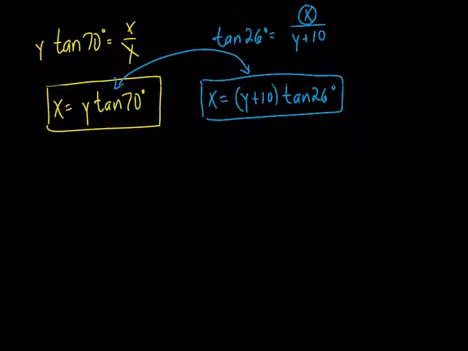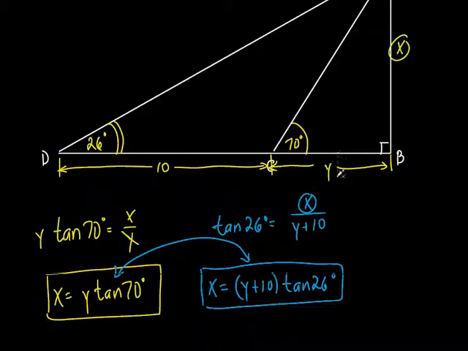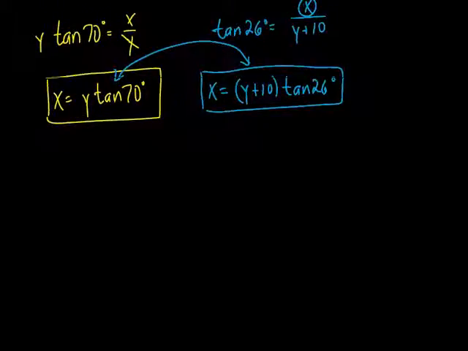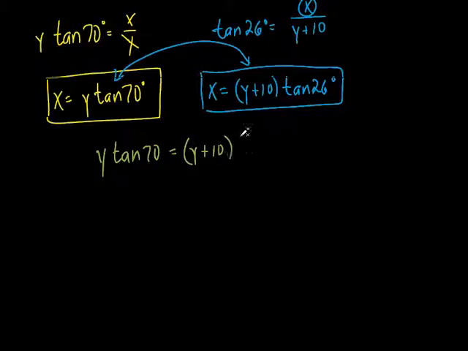Then you can solve for what? For y. Remember what we said earlier? If I knew what y is at the beginning, this wouldn't have been hard at all. But now, guess what I just did? Well, I'm going to in a few seconds solve for y, right? So now I will get y. I'm going to set these equal to each other. So it's y tangent of 70 equals what? Y plus 10 times the tangent of 26. Now, I know it looks a little weird, but we can actually solve for y.